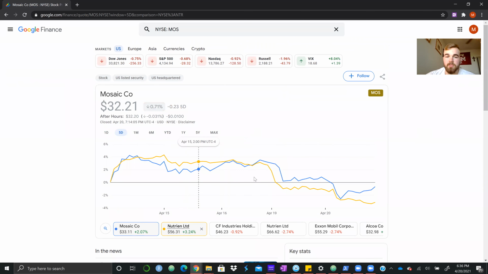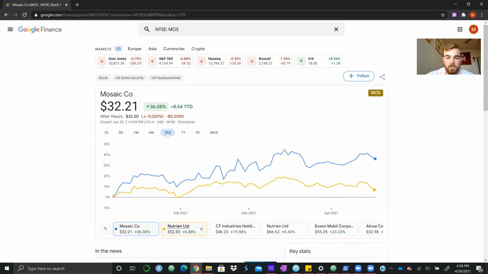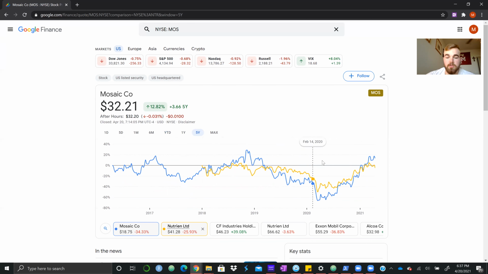And it's nice to be able to tell, especially if maybe you want to get into a certain space, but you aren't sure exactly which company you want to take in that space. And so this can be a really good way to tell that. And you can look at them, let's look over the year. So you can see Mosaic has outperformed Nutrien throughout the year. Even though Nutrien's stock price is actually much higher than Mosaic's stock price, the stock price has been rising much faster for Mosaic. And so these are important things to be able to see and to talk about.